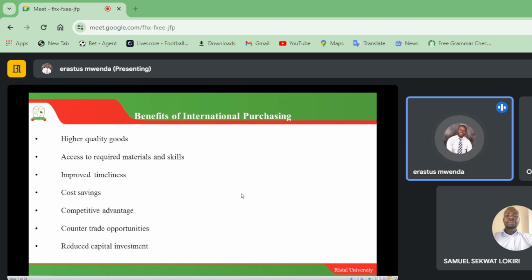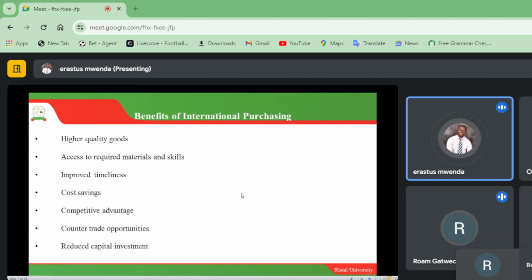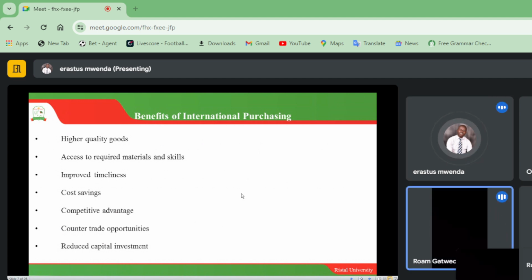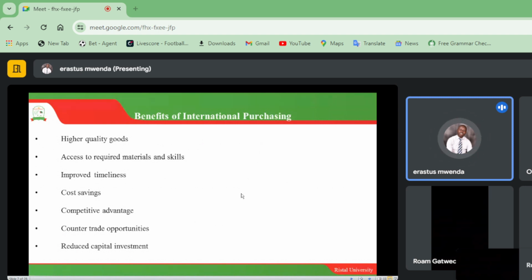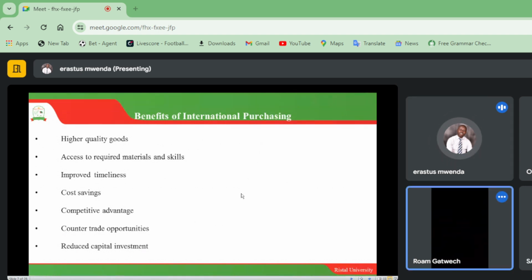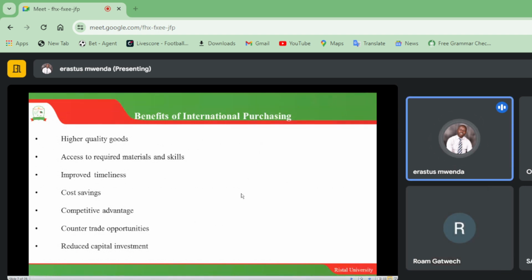We just mentioned issues of quality as our point number one. So competitive advantage simply means that you have an upper hand in the quality of goods that you are receiving from international purchasing.